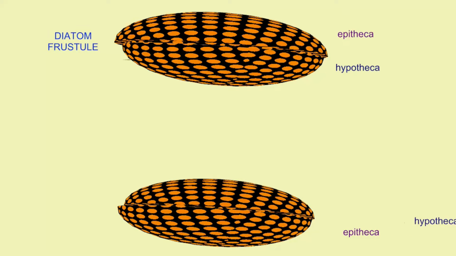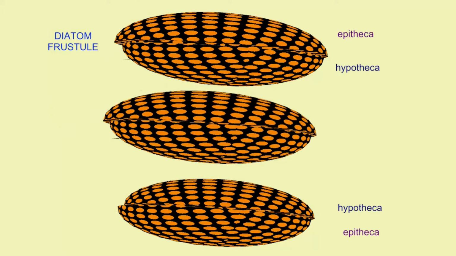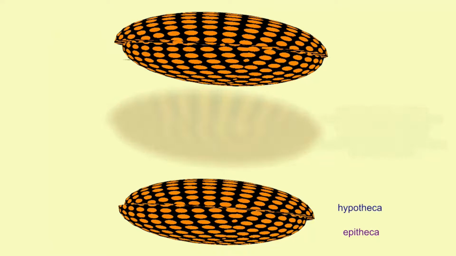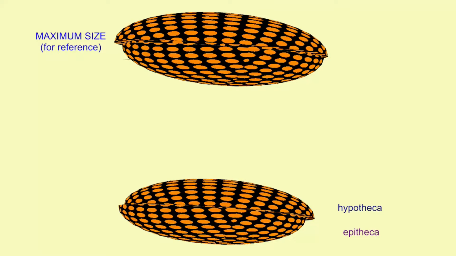inherits the hypotheca. It is smaller, but this then becomes the epitheca of that second cell, and it then develops a smaller still hypotheca to match it. Thus, there are two daughter cells, one which has the original size, but one which is smaller.